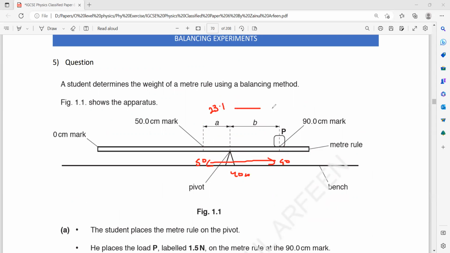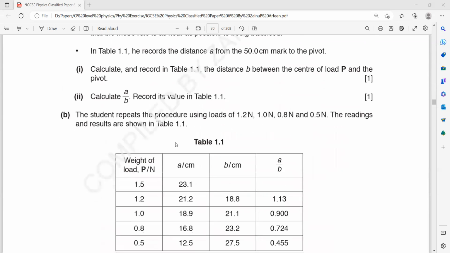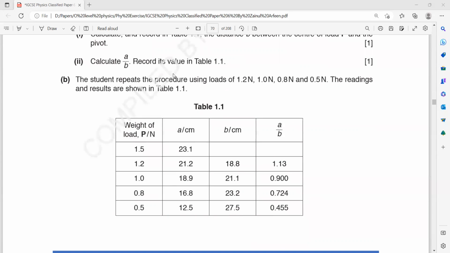So how much is this distance remaining? Out of 40, if this is 23.1, what is the remaining distance? So that will be 16.9. So we just have to write here 16.9 centimeter. That's the question, what is the distance B here? So B is equal to 16.9.